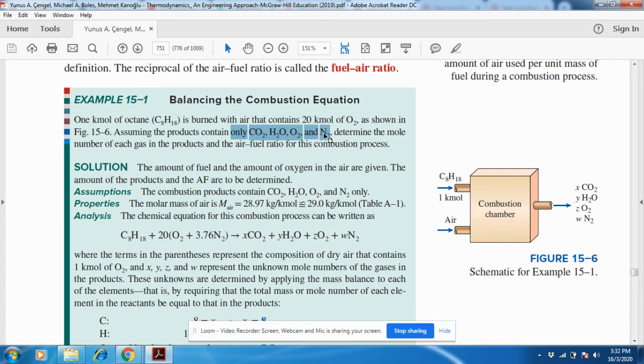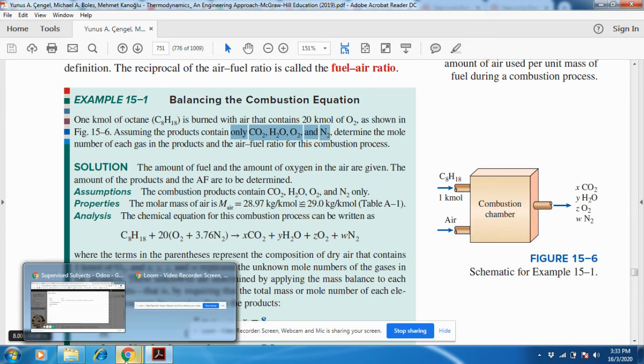We are going to learn what we mean by the term complete combustion process. We are going to learn what an incomplete combustion process is, and how an actual combustion process differs from a theoretical combustion process. Then we are going to discuss the heating values and how to estimate them. Then we are going to discuss how to estimate the adiabatic flame temperature.